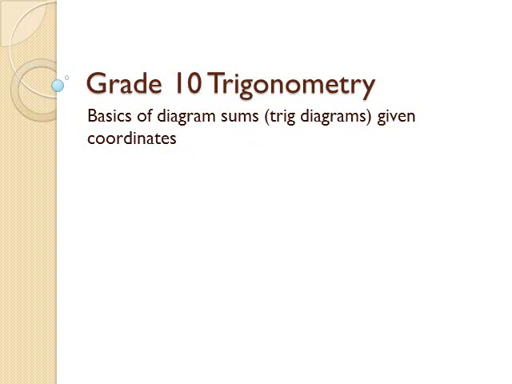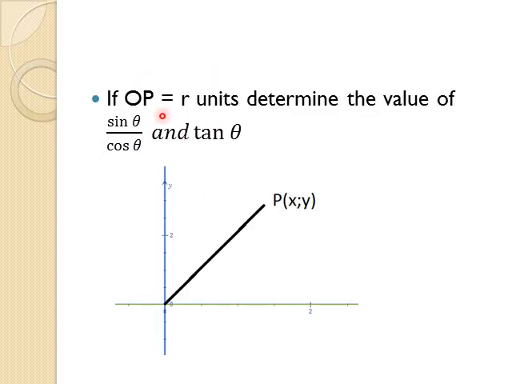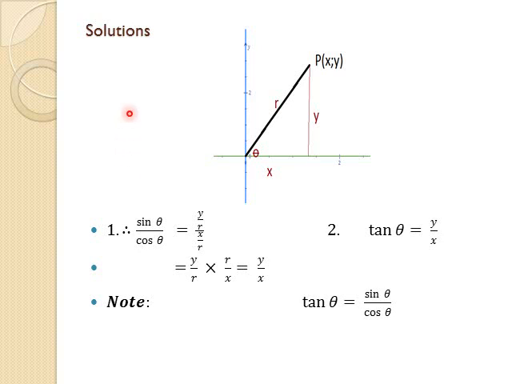Now we're starting with the basics of diagram sums, or what others refer to as trig diagrams, given coordinates. If OP equals r units, determine the value of sine theta over cos theta and tan theta, given the drawing. The Cartesian plane there, point of origin is always referred to as O. So first we have to draw a right angle triangle.